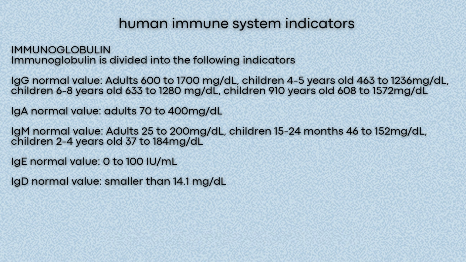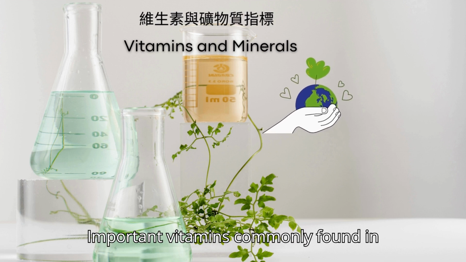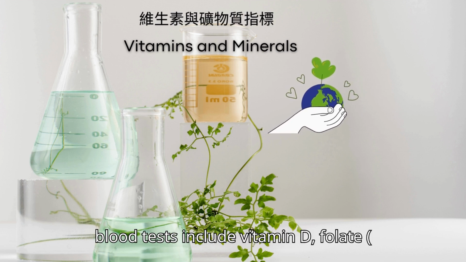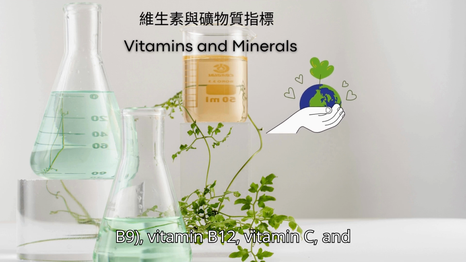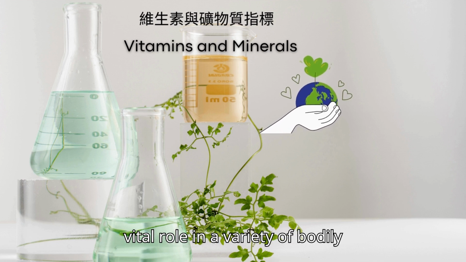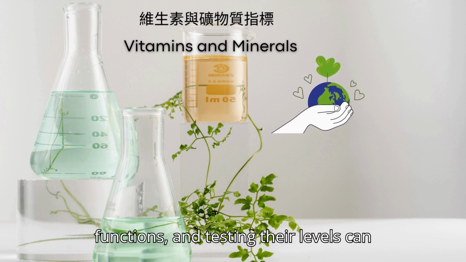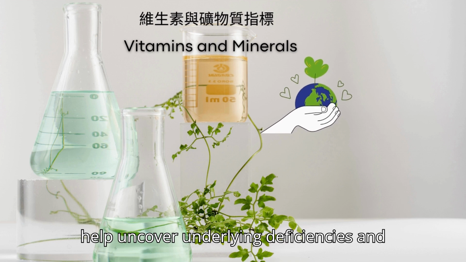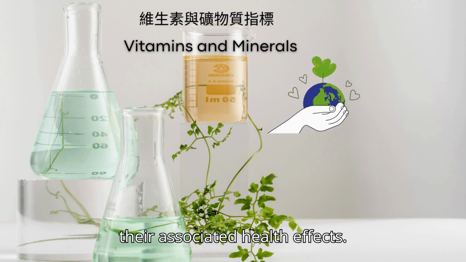12. Vitamins minerals indicators. Important vitamins commonly found in blood tests include vitamin D, folate, B9, vitamin B12, vitamin C, and vitamin B6. These vitamins play a vital role in a variety of bodily functions, and testing their levels can help uncover underlying deficiencies and their associated health effects.